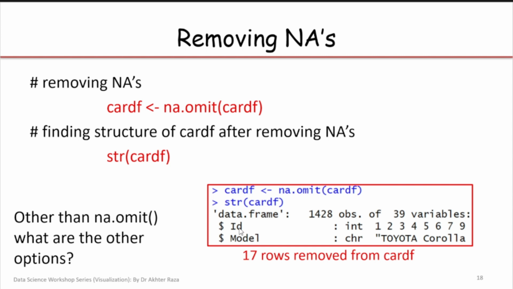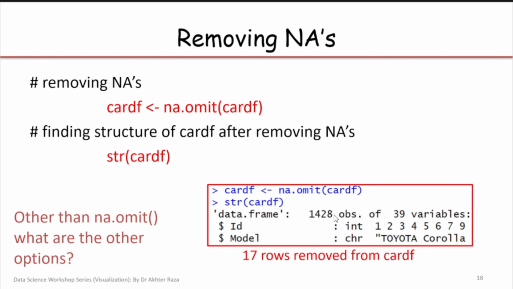Other than na.omit, what are the other options? As I told you, the other options are imputation, or we can also use predictions. We can use a linear model for predicting the missing numbers as well.